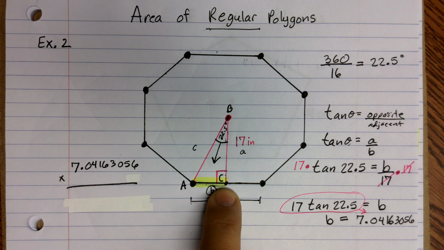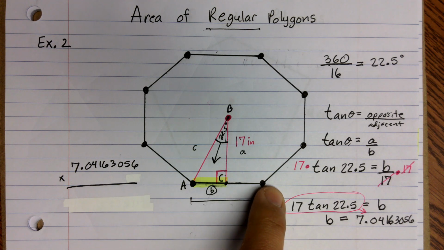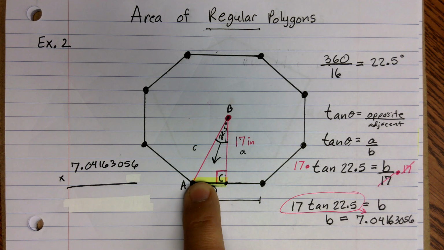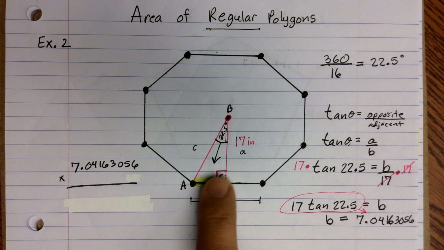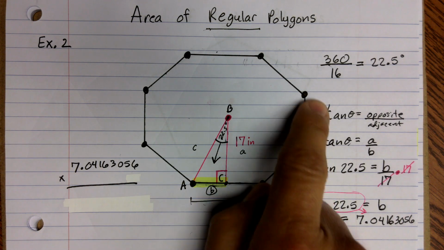So now that we got this side length, right, we know that B is equal to 7.04163056. That's this value right here that's highlighted, right? This side of the triangle that's highlighted yellow. So we know half of it. If we doubled it, it'd give us a full length, right, of a whole side of this regular polygon. So keep that in mind if you're going to use that idea in order to find the perimeter of this.